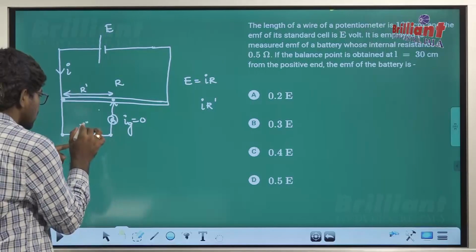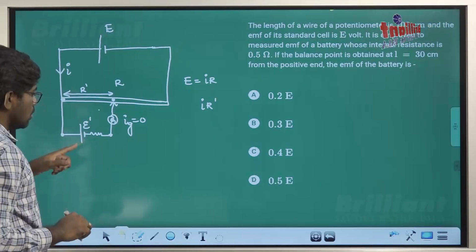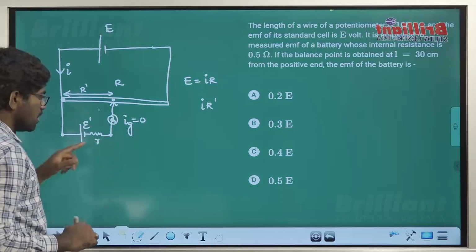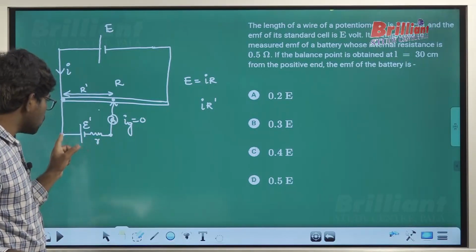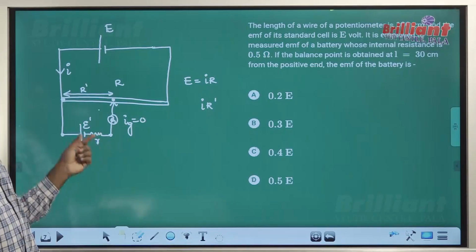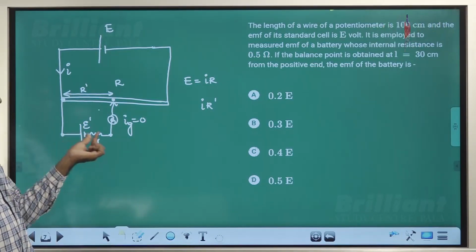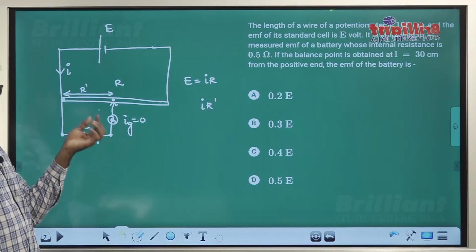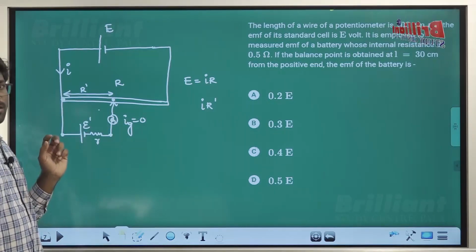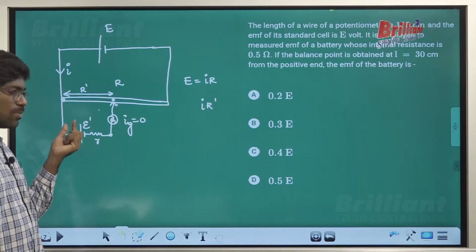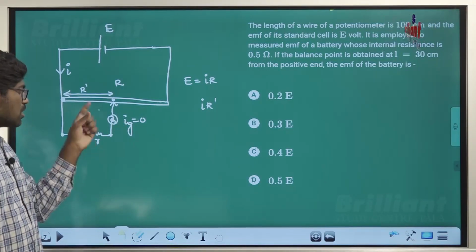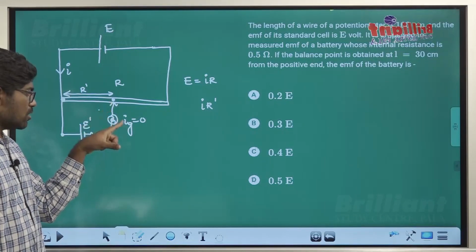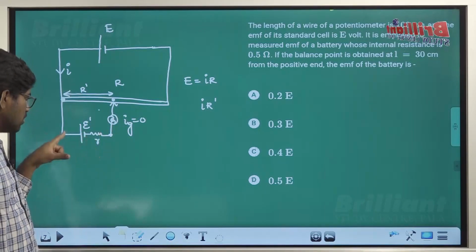Here it is, let's say E dash. Some internal resistance is there, but the current is how much? 0. When current is 0, what is the potential difference between these 2 points? E dash itself. There is no current flowing here. If some current is flowing, then it is E dash minus I into R, or E dash plus I into R, it may be anything. But here there is no current in this branch because it's at the balancing point. Balancing point means current in this branch will be 0.